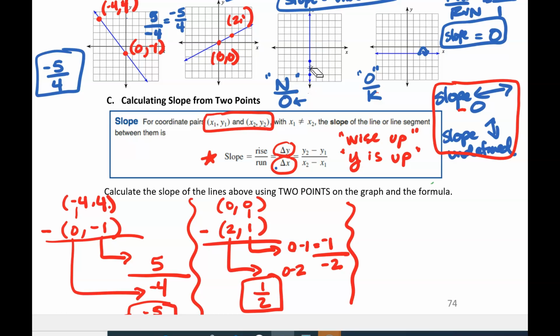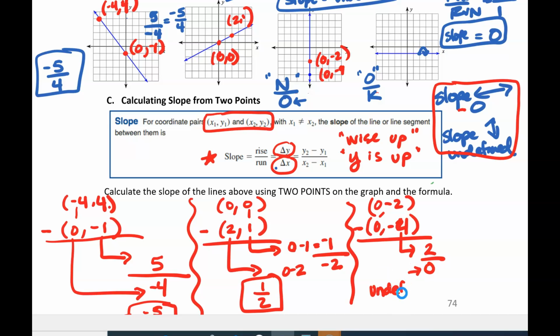With the third graph, we had 2 points. We have 0, -2, and we have 0, -4. So I'm going to write them on top of each other. Whoops, that should be a 4. There we go. And now I'm going to subtract. I subtract the y's first. So -2 minus -4 is -2 plus 4, which is 2. 0 minus 0 is 0. And we don't want a 0 on the bottom, so we say the slope is undefined. So that supports our answer from before.